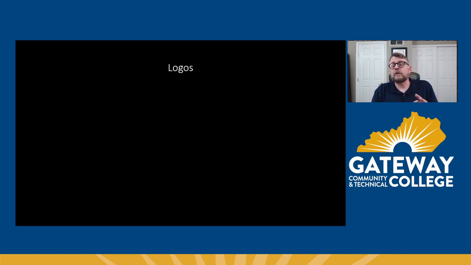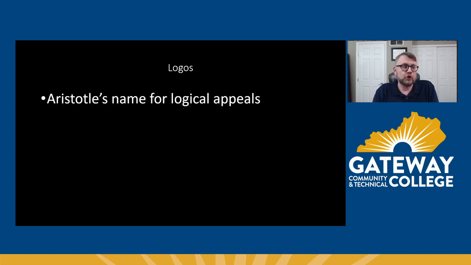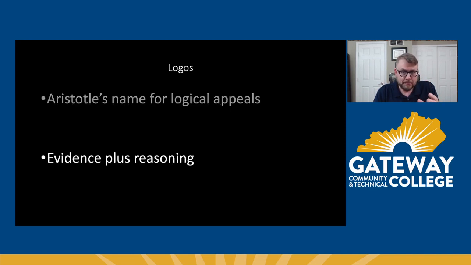Now, our next big category from Aristotle is called logos. Now, this is what Aristotle calls logical appeals, all right? So when you're using logic, that's logos. Now, what this basically is, it's good evidence paired with reasoning. Good evidence paired with reasoning. That is effective logic. That is effective logos. Not just evidence, not just reasoning, the two of them combined, okay?